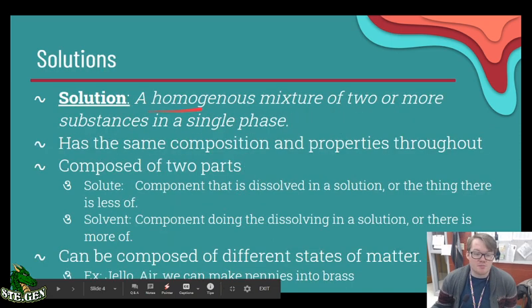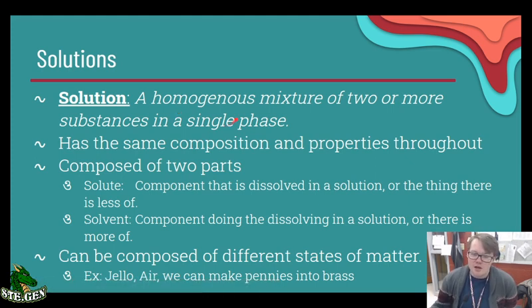Solutions are homogeneous mixtures. So if hetero meant different throughout, homo means same throughout. A homogeneous mixture of two or more substances, all in a single phase. So the important part about a solution is that they have to be within the same phase as each other, meaning they're all solids, they're all liquids, or they're all gases. It has the same composition and properties throughout. So in a solution, it will be homogeneous, meaning that you can't tell any different parts of them.